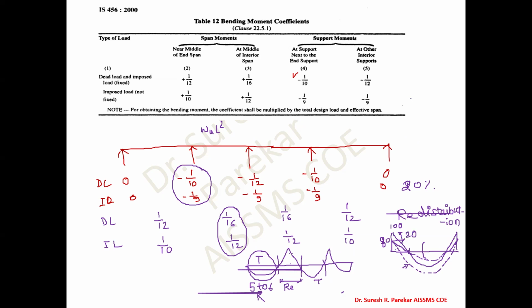So three curves. First curve is the actual BM, second curve reduces the actual BM by the percentage of redistribution, and third reduces each value by 20%. You should be in a position to answer this redistribution of moment.